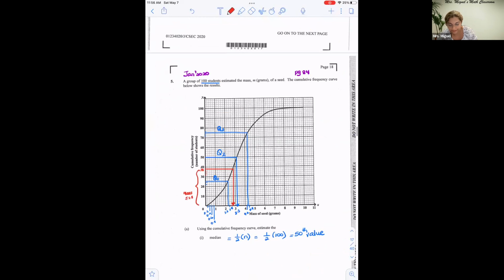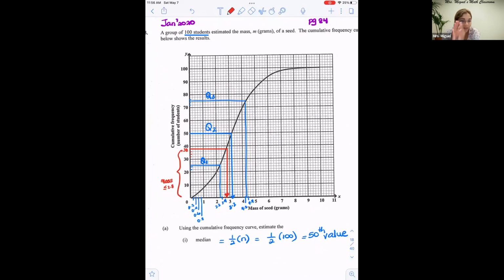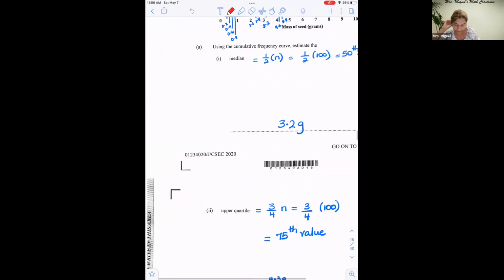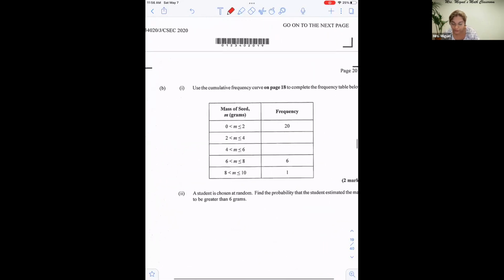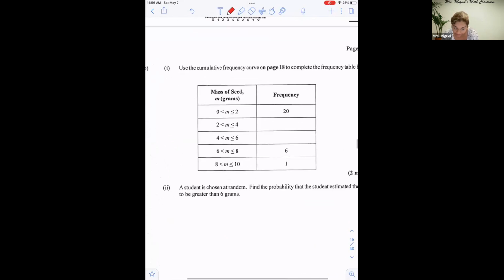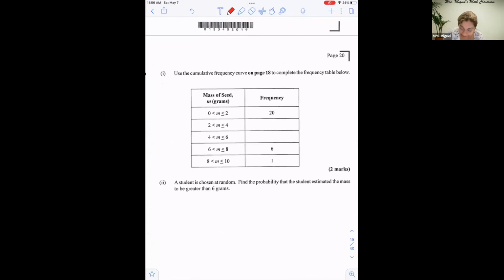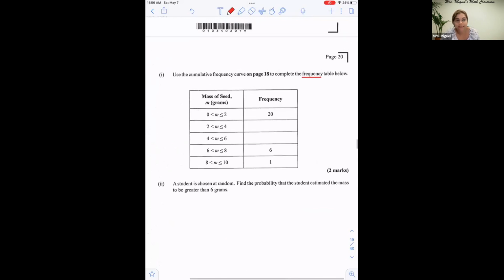Now, I want to tell you something. I want you to remember. Whenever CSEC brings cumulative frequency, which is the total coming down, you are almost always required to find the original frequency values. So in part B, use the cumulative frequency curve to find the frequency. So 0 to 2, that is 20.